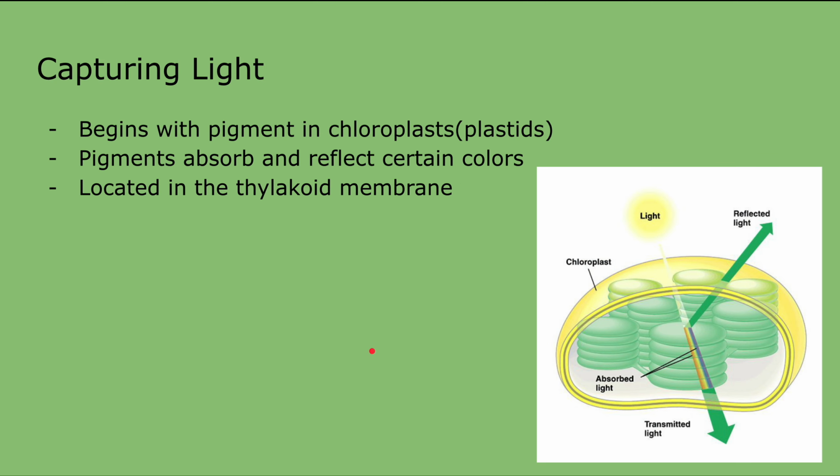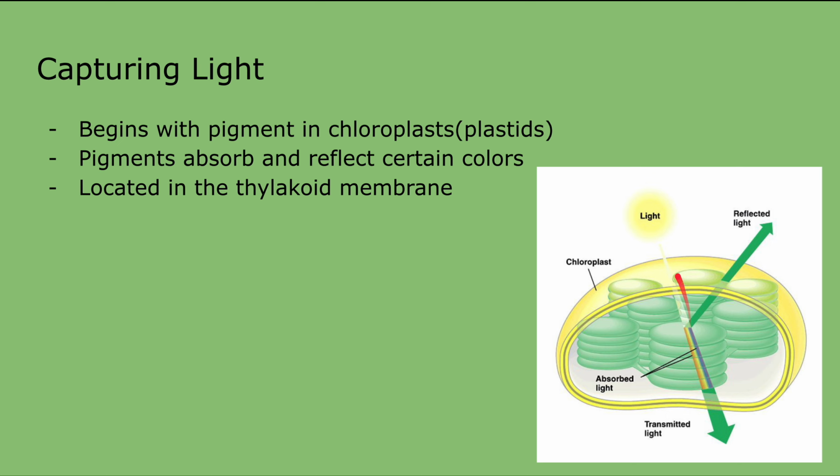It begins with the pigment in chloroplasts, which are a type of plastid. Plastids are an organelle in a cell that does photosynthesis. The pigment in most plant cells is chlorophyll, and these pigments absorb light from the spectrum and reflect certain colors. These pigments are located in the thylakoid membrane. This disc right here, that's what the thylakoid is.